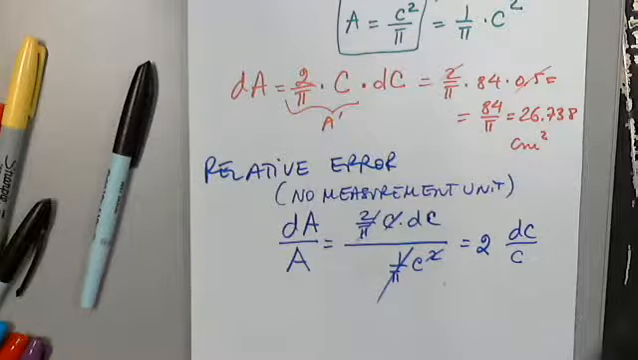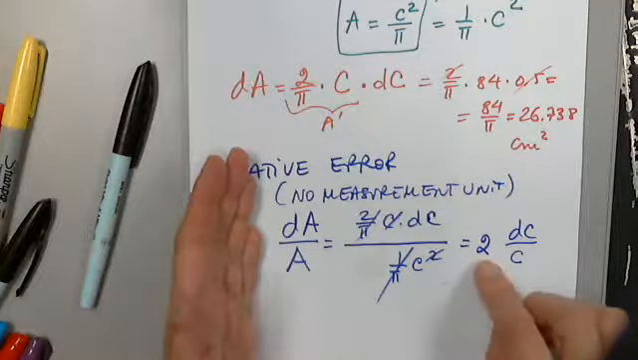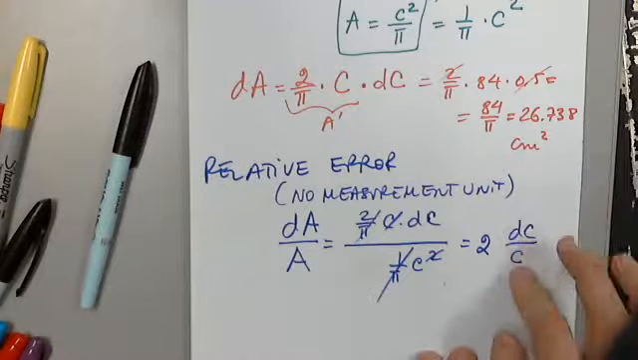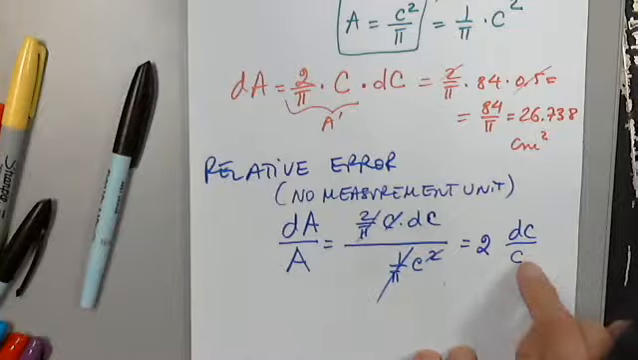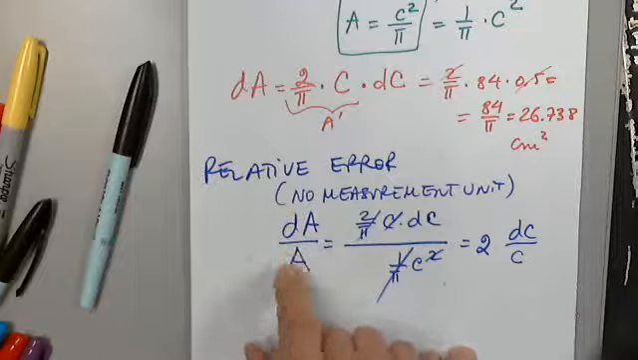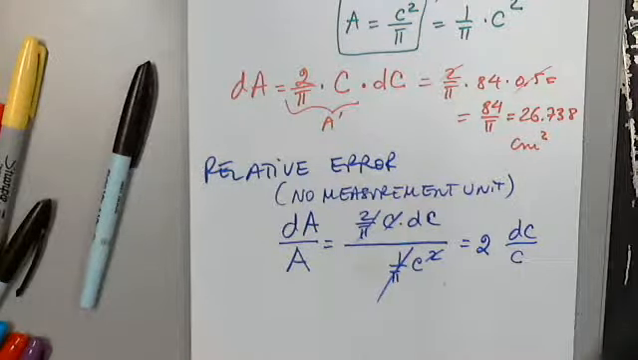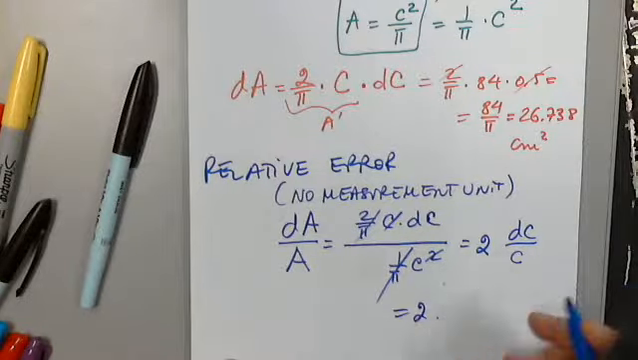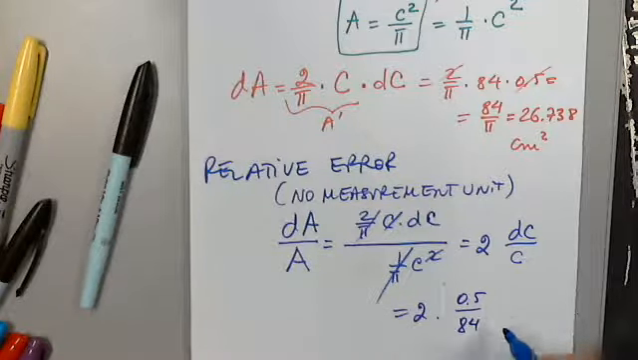What does this mean? It means that the relative error in the area is twice as much as the relative error in the circumference. The relative error in the area is twice, after simplifications, the relative error in the circumference. And now I can calculate it as 2. I have dc, which is 0.5. I have c, which is 84. So this is 1 over 84, whatever that is.